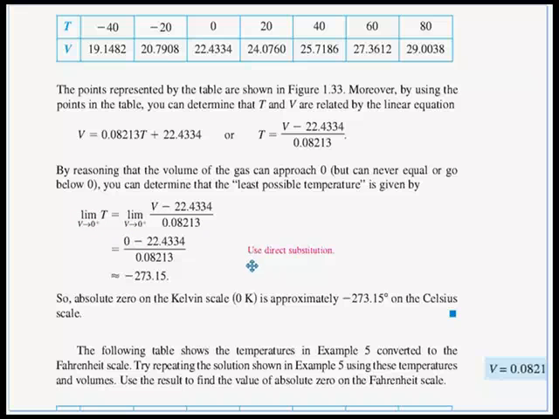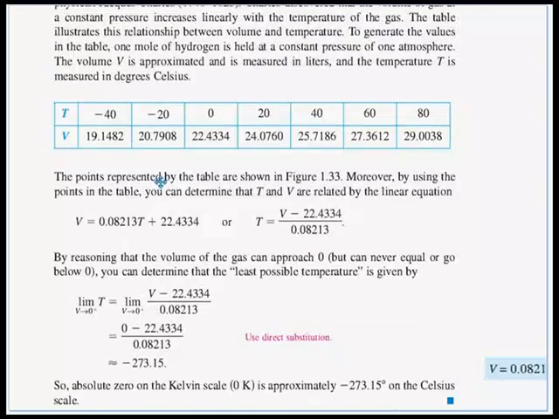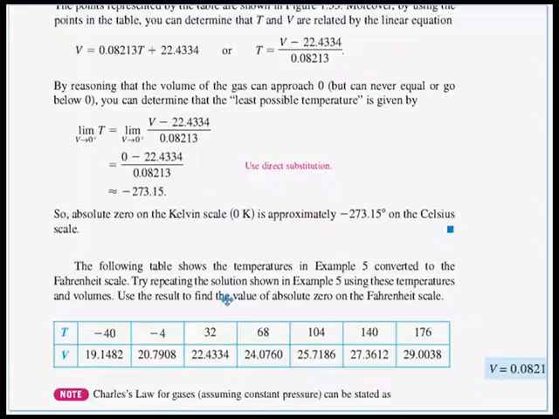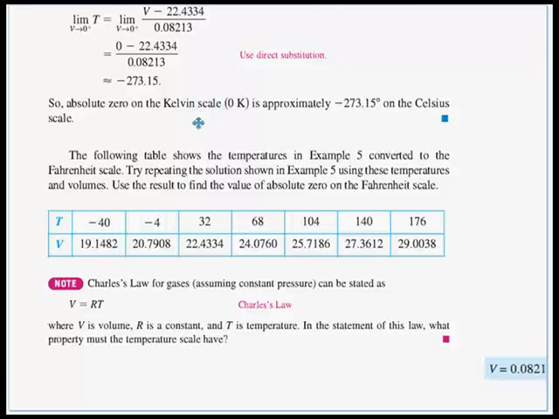So we just use direct substitution. Plug that in, we get 0 minus that number, we divide that out, and we get approximately negative 273.15. That is our temperature in Celsius of absolute zero, or 0 Kelvin. So 0 on the Kelvin scale is approximately negative 273.15 degrees on the Celsius scale.